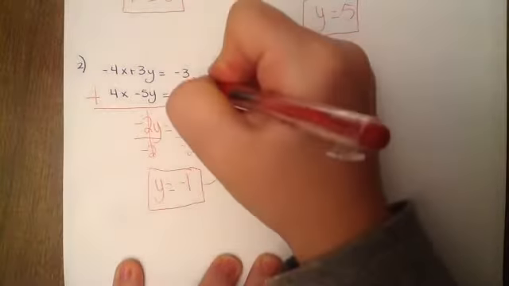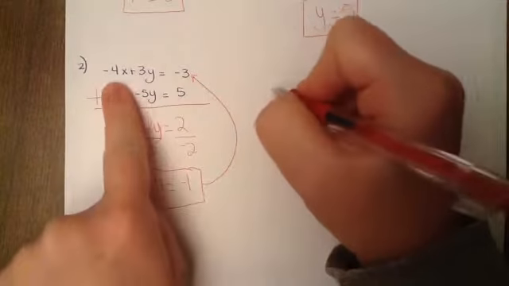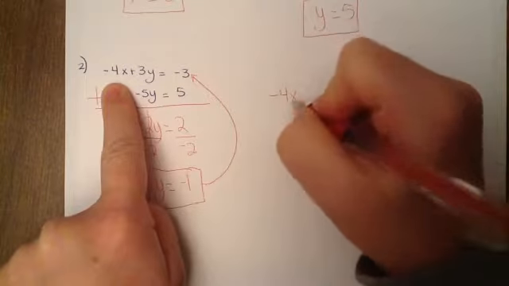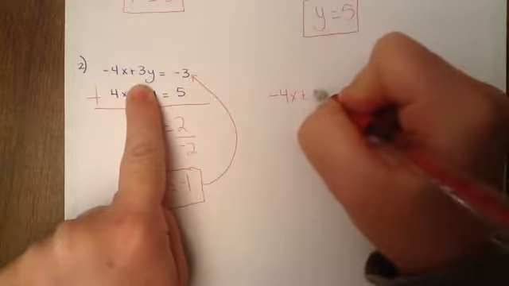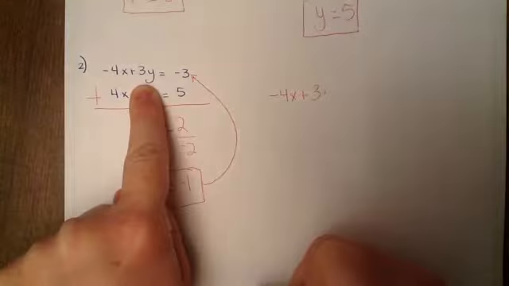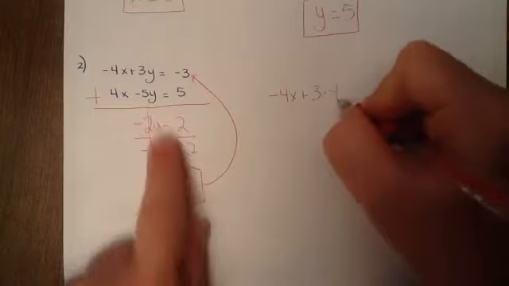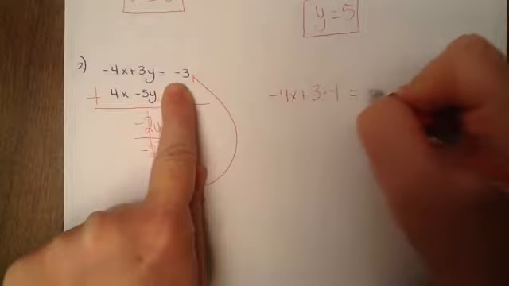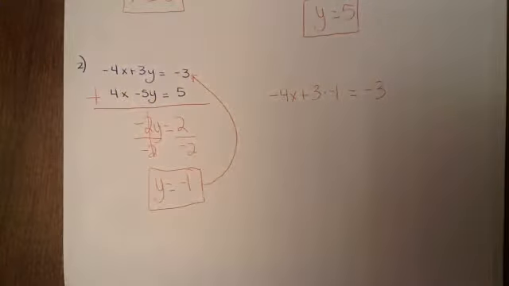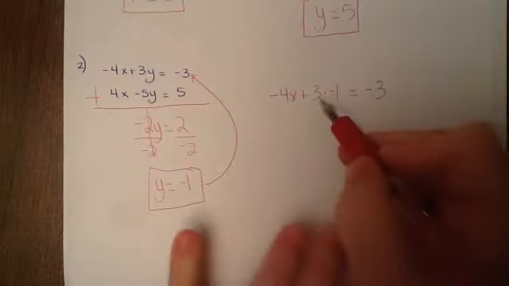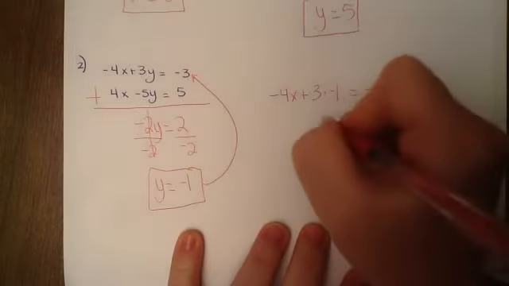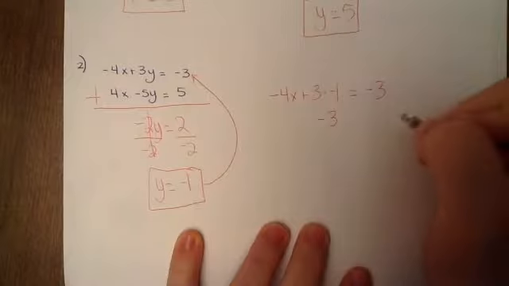Plug it back into the top. So I'll have negative 4 times x plus 3 times, and what am I going to put in place of this y? Negative 1. Finish it off, equals negative 3. 3 times negative 1, negative 3.